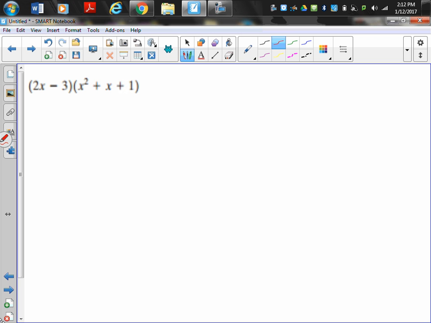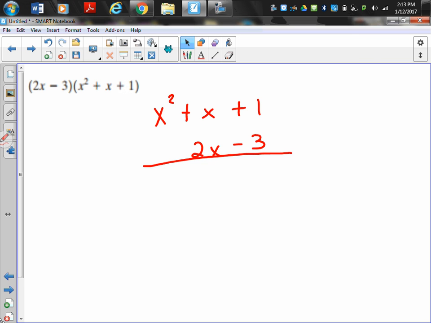So when you're multiplying in grade school, you put the number that always had more numbers on top. So we're going to do that with this one. The term on top has to have the most terms. This one's got 3, this one's got 2, so this one goes on top. x squared plus x plus 1, and I'm going to multiply it by 2x minus 3.